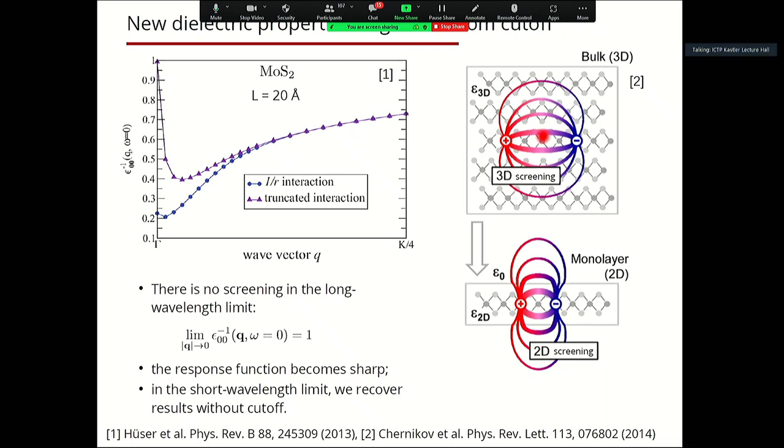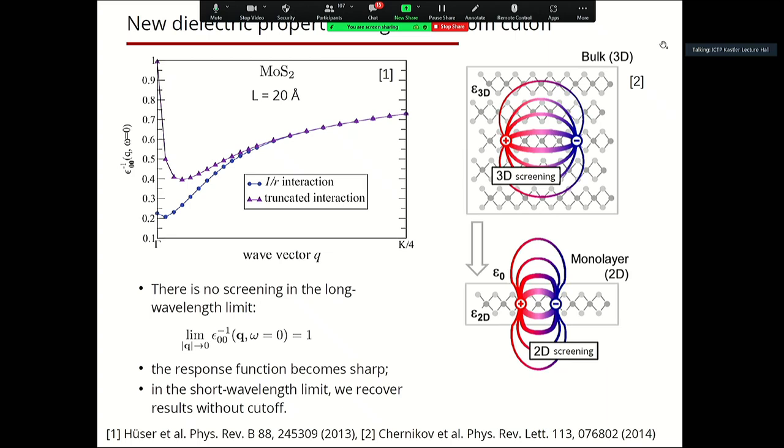And in a three-dimensional material, if these two charges are very far away, due to the fact that the material covers all the 3D space, you still have macroscopic screening. While for a 2D monolayer, if you put the two charges very far away, due to the fact that the material is nano-sized in one direction, the vast majority of field lines travel through vacuum. And this means that in the long wavelength limit, these field lines are all in the vacuum. Thus, there is no screening.